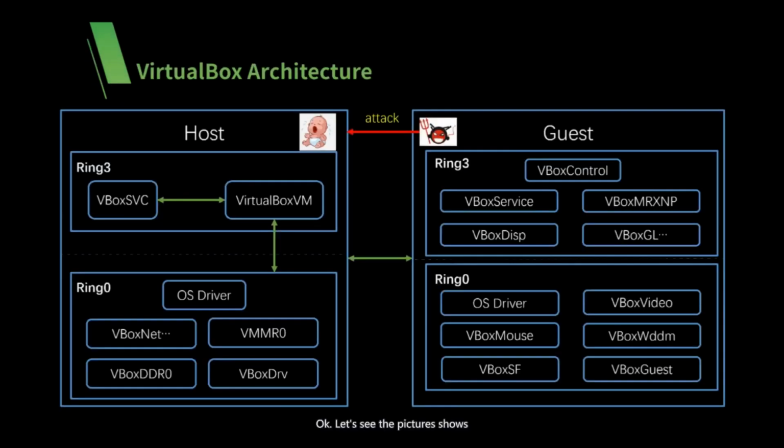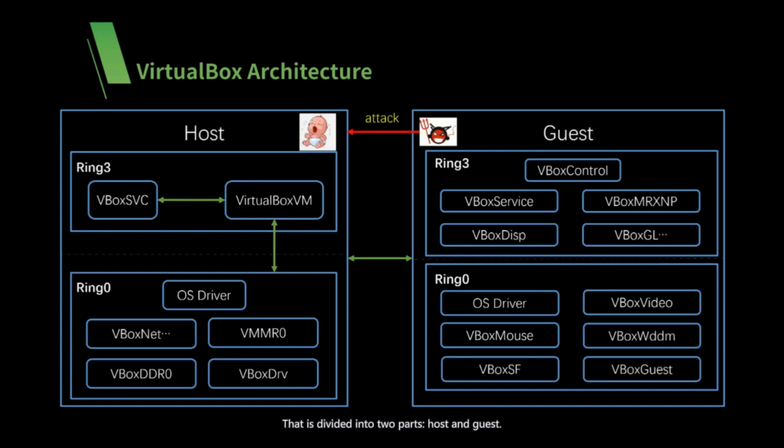Part 1. VirtualBox Overview. Let's look at the architecture of VirtualBox. Okay, let's see what the picture shows. This is a very common virtual machine architecture, and other virtualization systems such as VMware and HITB also have a similar architecture.